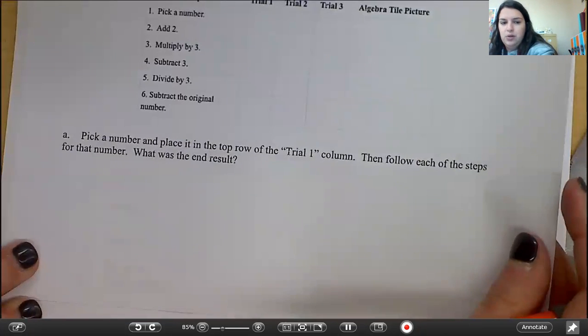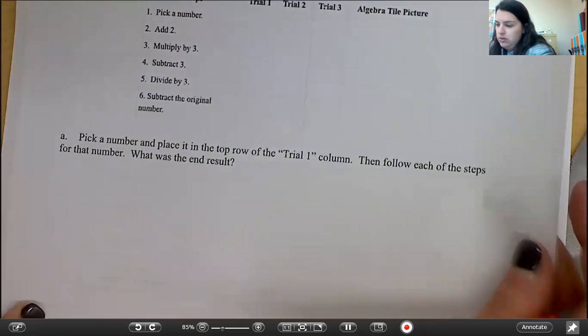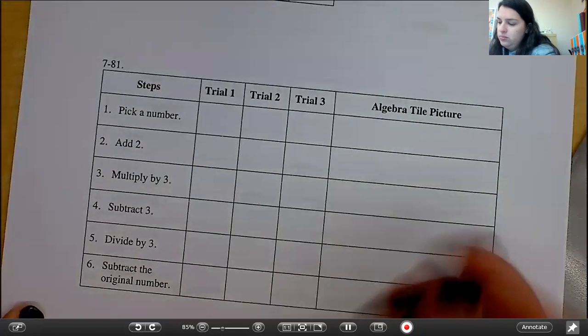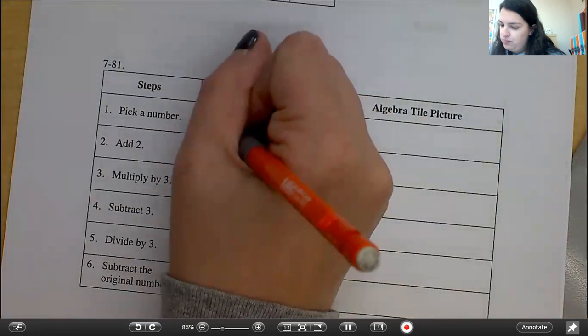Part A says, pick a number and place it in the top row of the trial 1 column. Then follow each of the steps for that number. What is the end result? So we're going to say 5.